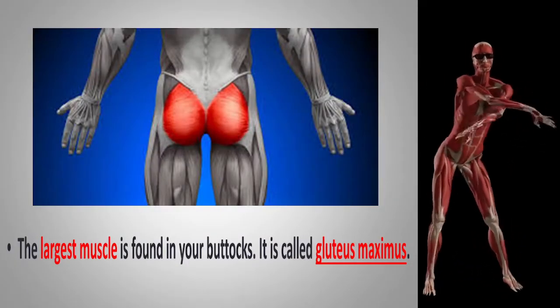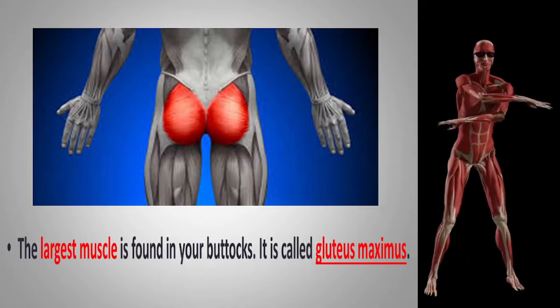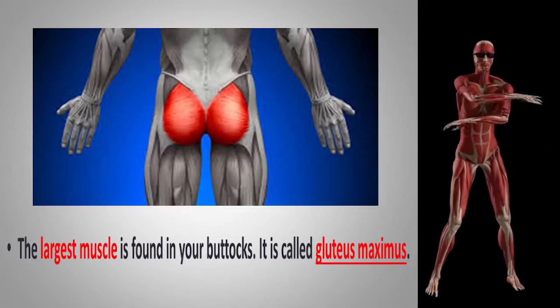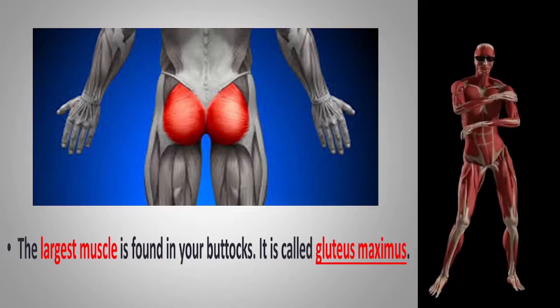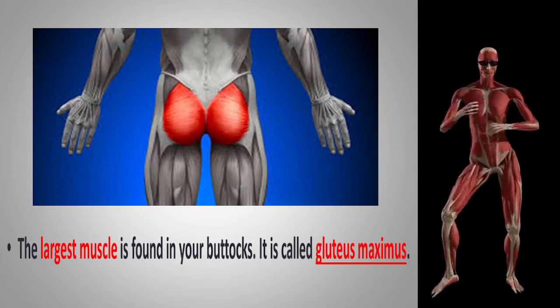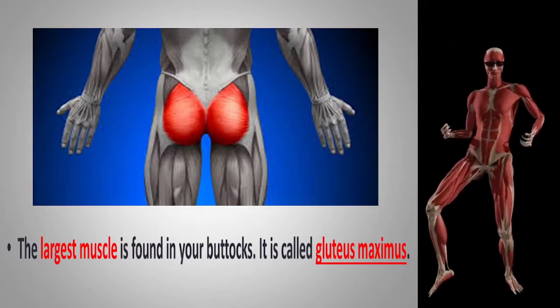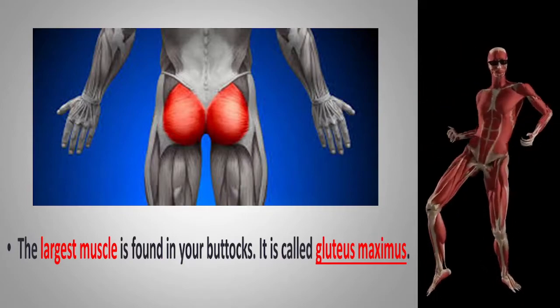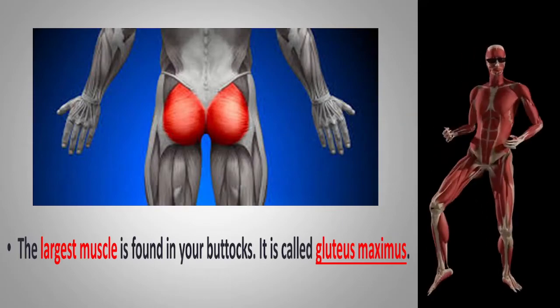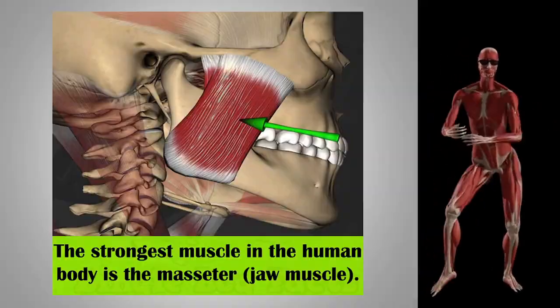Then we have the largest muscle in our body, found in your buttocks. It's called the gluteus maximus. It will also cushion our butt every time we take a seat. It's like you have a pillow there. So it cushions your buttocks. That's the largest muscle in our body.